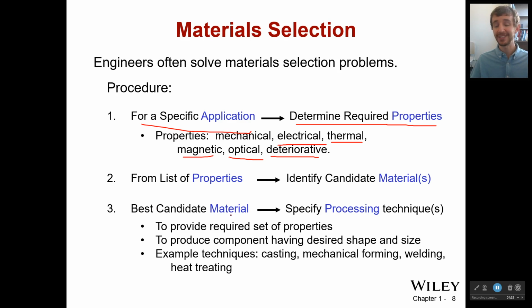Then you choose the best candidate material, and then you have to determine how you're going to process it. I want to make it as strong as possible. I don't mind if it's brittle. Well, I have to process it in a certain way. Or maybe I want it to be very flexible, able to bend, and I don't mind if I lose some strength for that. You process it differently. You have to take into account, one, how to get the required set of properties, and two, will it be able to produce the component having the desired shape and size?